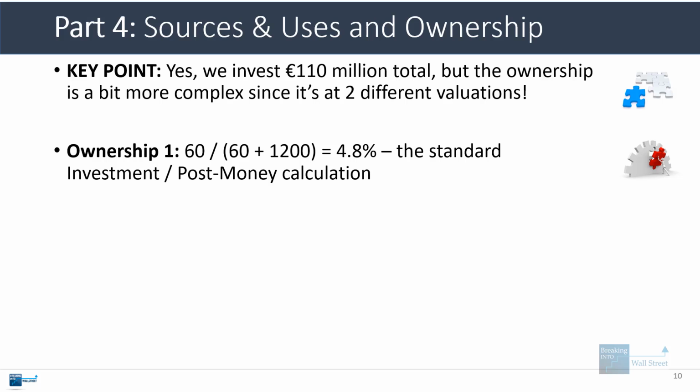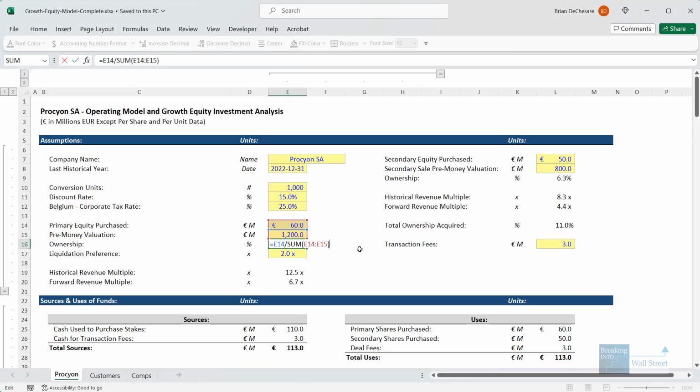And the issue here is that for the primary ownership for this stake, the 60 million euros that we spent here, the pre-money valuation is about 1.2 billion euros. And so to calculate the ownership, we take the amount that we invest, the 60 million, and then we divide it by the 1.2 billion plus the 60 million. So it's a standard calculation, the investment amount divided by the post-money valuation after this investment takes place. This gives us ownership of about 5%.